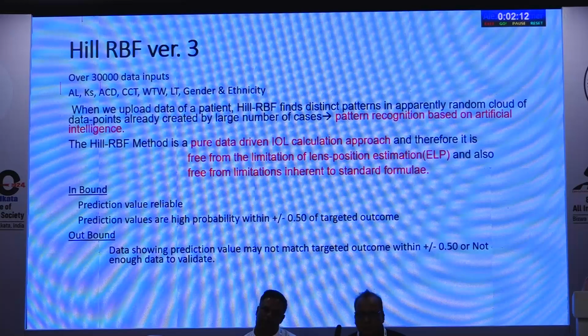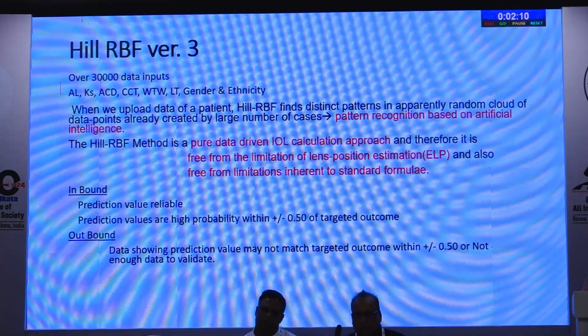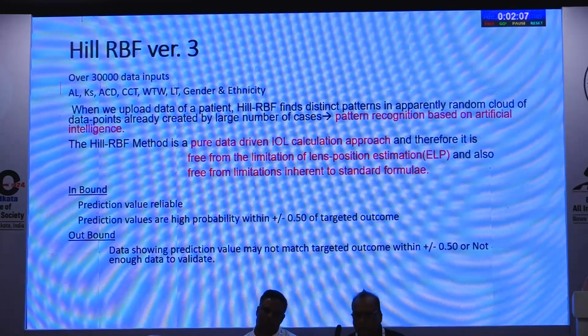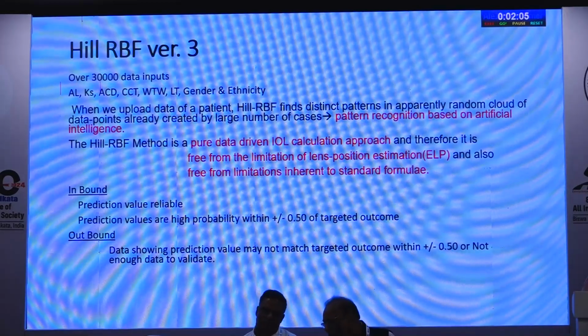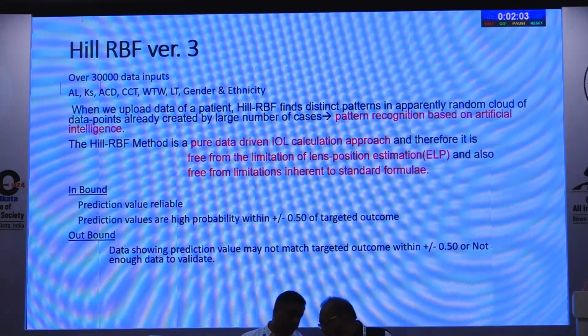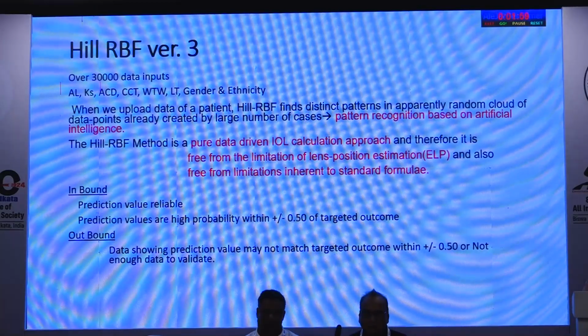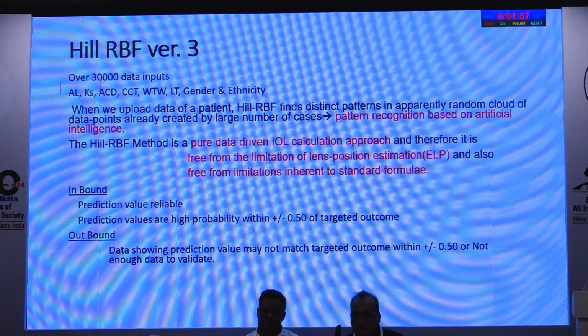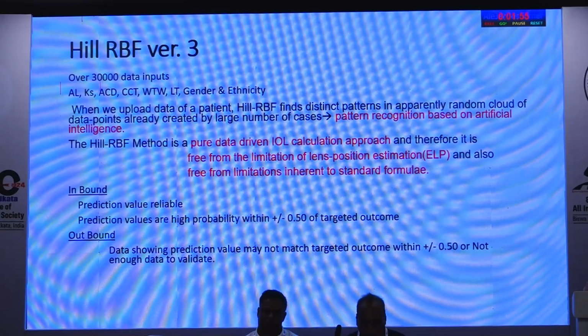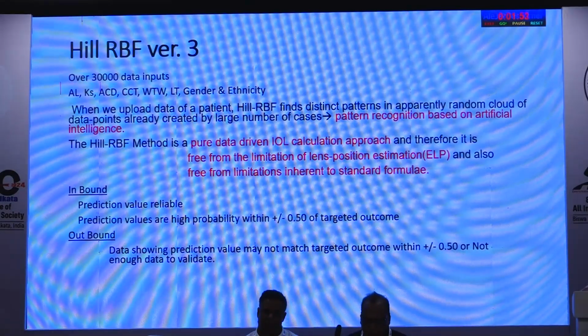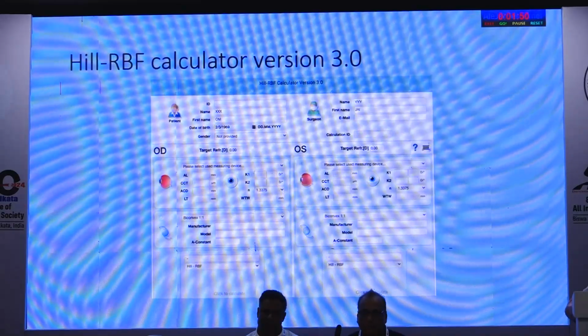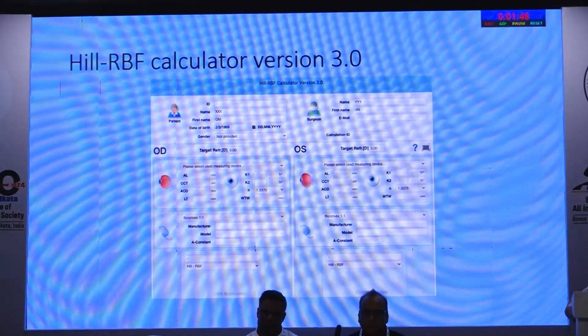So it gives 2 types of results. Inbound, the prediction is very good, but outbound does not match what is given inside the software. Even though it is out of bound, it is still good. This is the interface of the Hill RBF calculator.